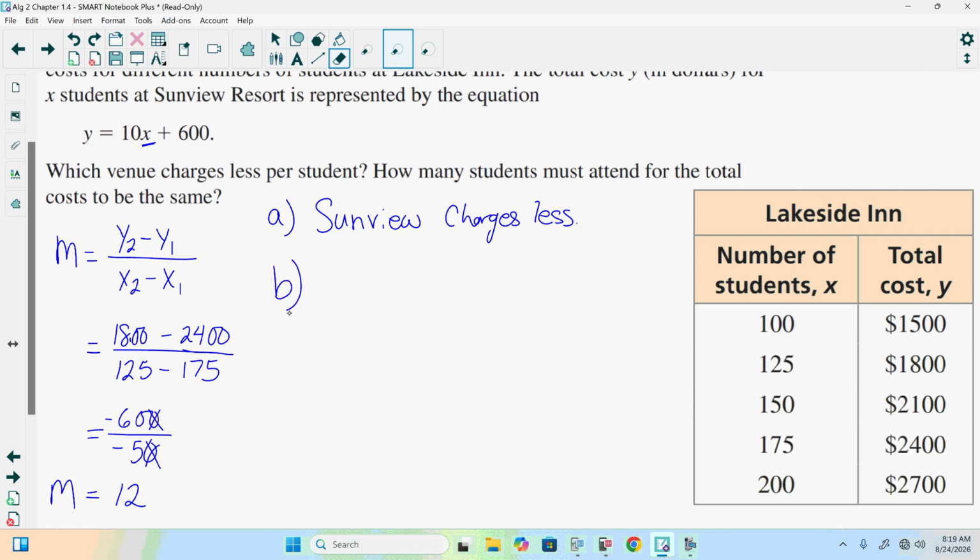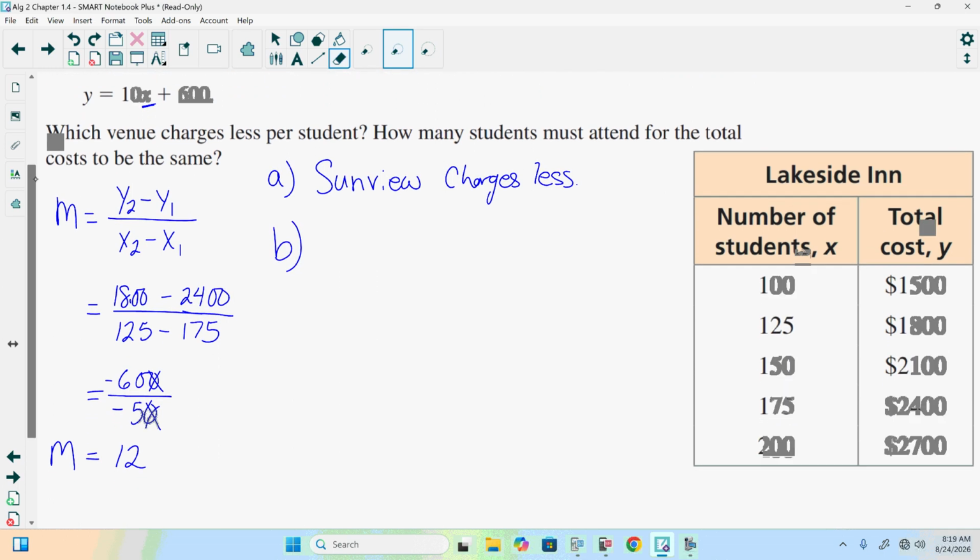Okay. Now we need to figure out how many students must attend for the total cost to be the same, yes? Now there's many different ways we can do it. One of them is guess and check. In that I have several numbers here. I could start, just plug 100 into the equation for Sunview and see, do I get the same amount, and go through that there. That's not a bad way to do it. It's just a lot of work.